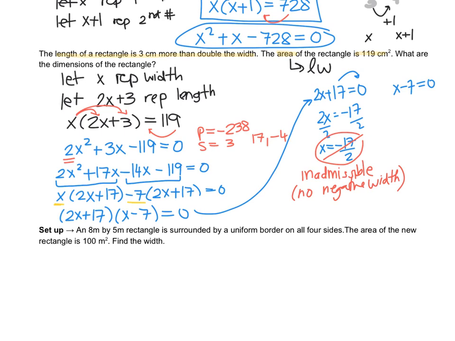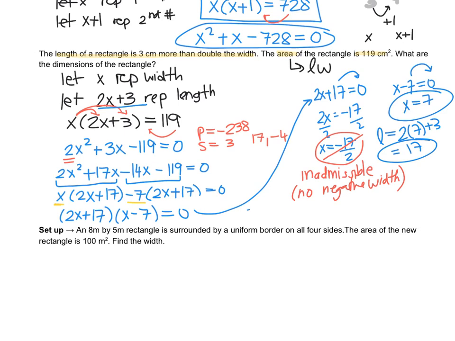But when I go to my other bracket, so the x minus 7, and I bring the negative 7 over, I get x equals 7. And that makes sense for the width. So if this is my width, I go back to my let statement and I see 2x plus 3 would be my length. So for my length, 2 times 7 plus 3. So 2 times 7 is 14. And when I add on 3, I get 17. So there are my dimensions, 7 and 17.